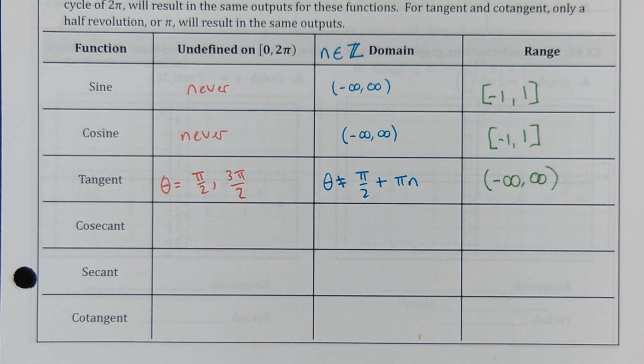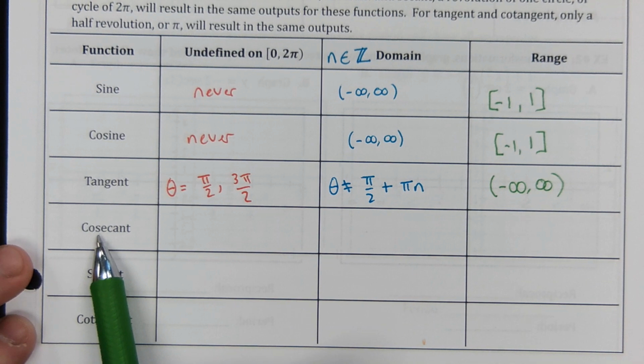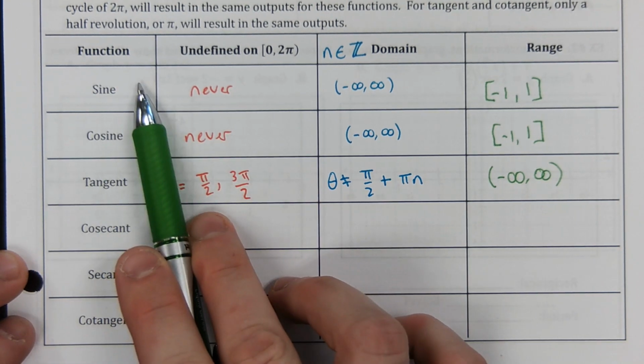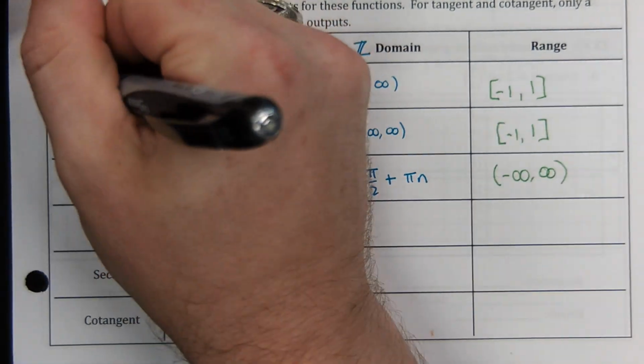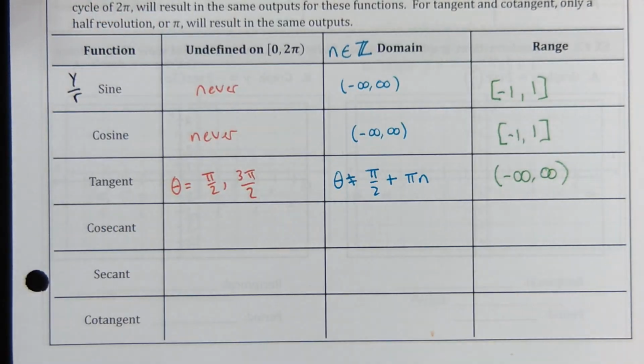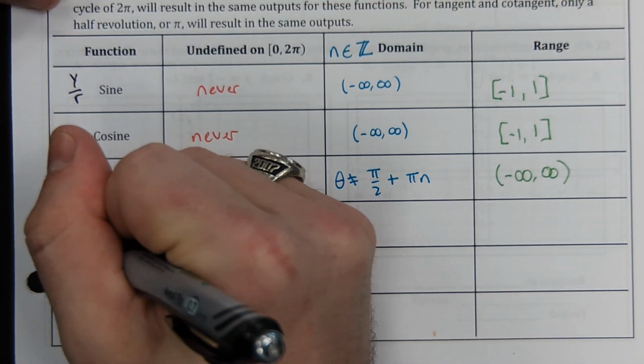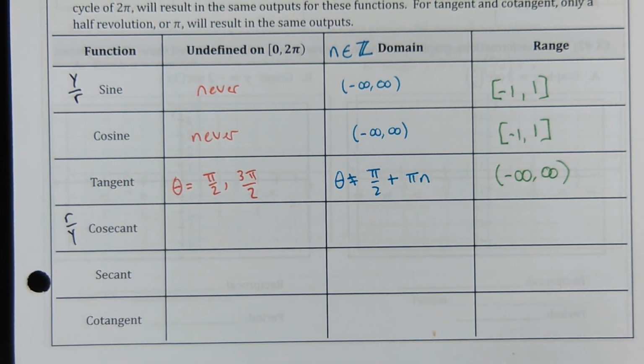All right, now the reciprocal functions. Cosecant is the reciprocal of sine. Sine is y over r. I'm just going to write that, y over r. So cosecant is r over y. Oh my goodness, that has discontinuities. That will be undefined when y is 0.